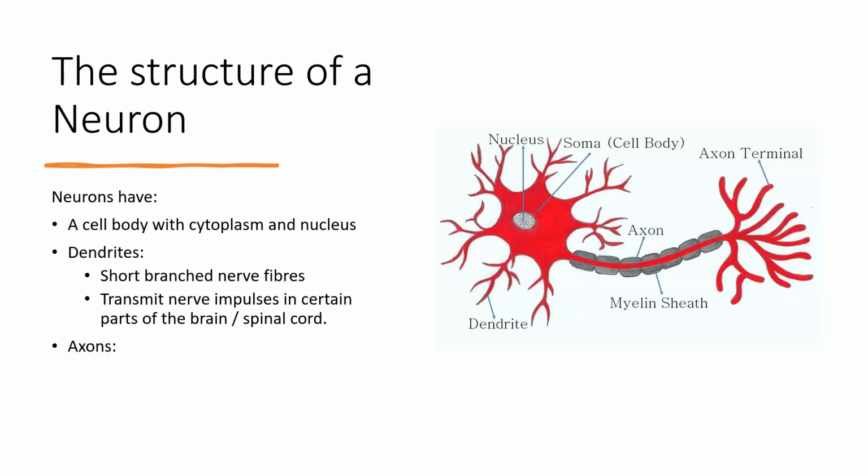Our nerve cell also has an axon. These are elongated fibers, a long tail-like fiber, and they transmit these impulses from the extremities. So imagine from the end of the dendrites down the axon to the axon terminal, where it then jumps across the synapse to the next cell.